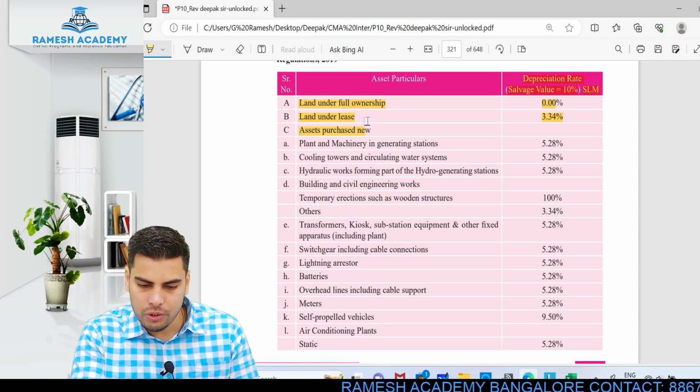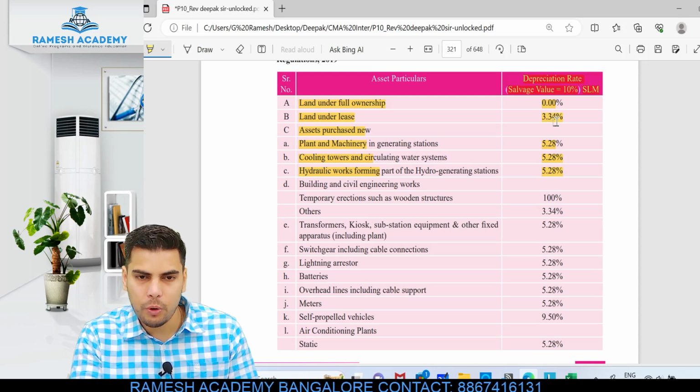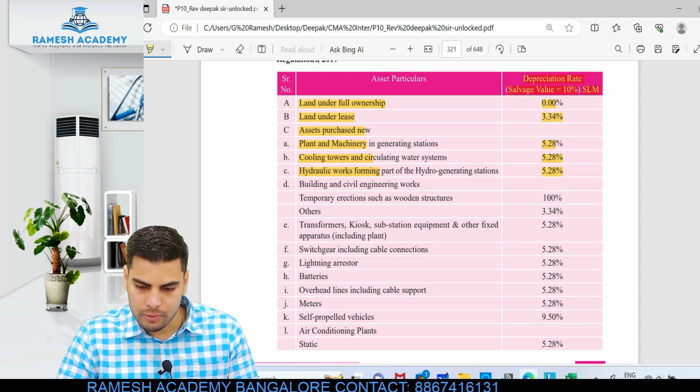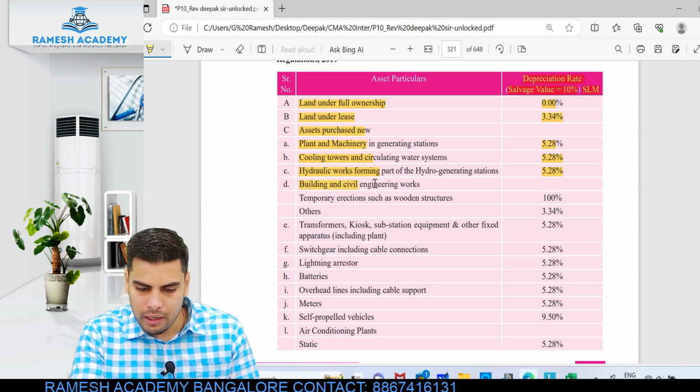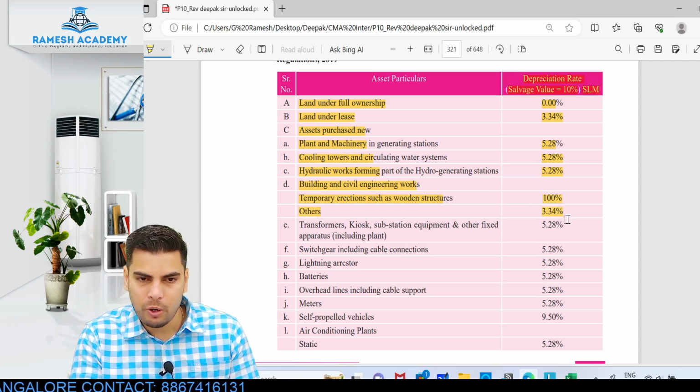Asset purchase new: plant and machinery, cooling towers, and hydraulic works forming part of hydro generating station. Everywhere it is 5.28%, here it is 3.34% and then 5.28%. Then building and civil engineering works, and temporary erections such as wooden structures and others. Temporary structures would be 100% depreciation, others it would be 3.34%.